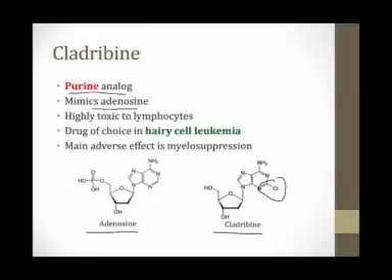By mimicking the structure of adenosine, clozapine is highly toxic to lymphocytes, and what you want to remember about this drug, especially for step 1, is that it is the drug of choice for a very rare leukemia called hairy cell leukemia, which I discuss in detail in the hematology videos on white blood cell disorders. And the main adverse effect of this drug is myelosuppression.